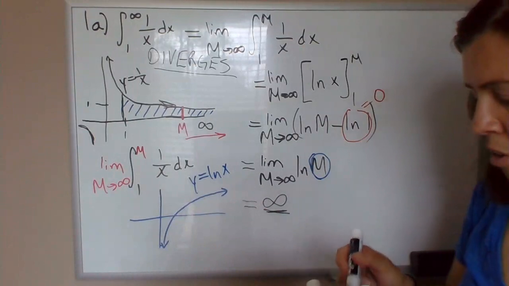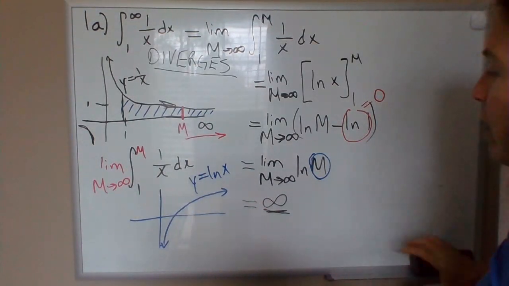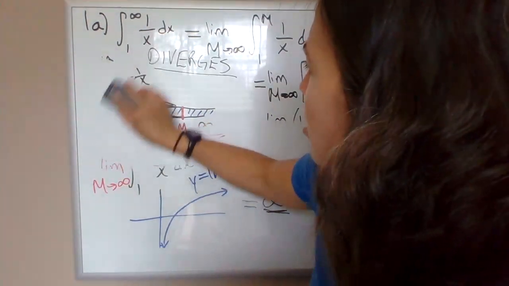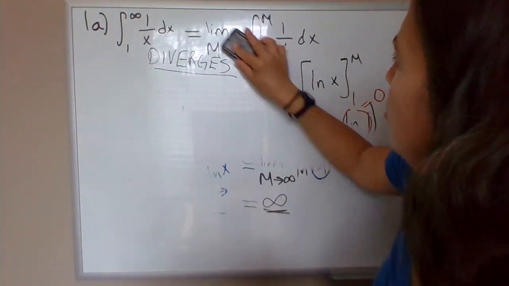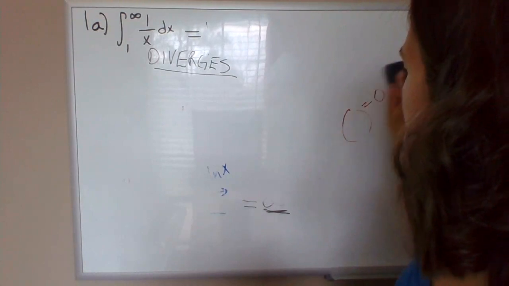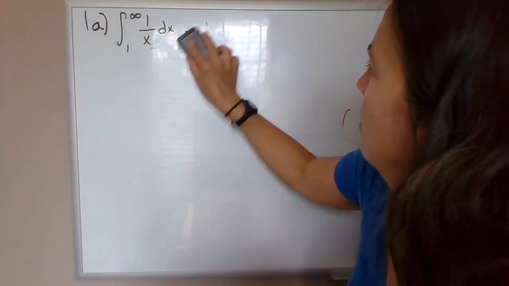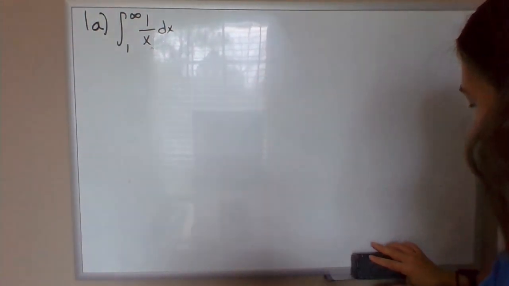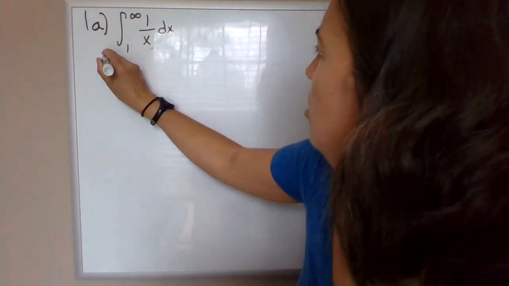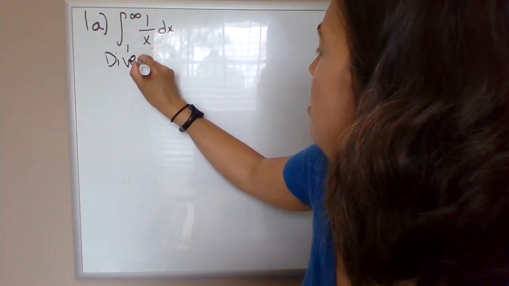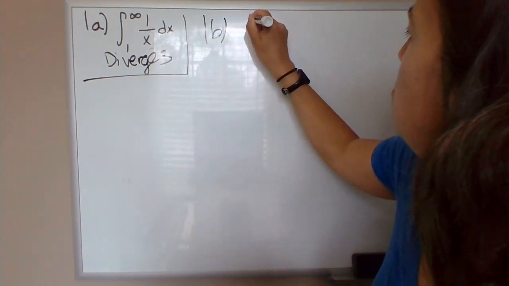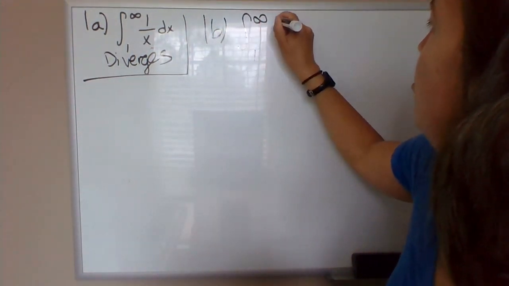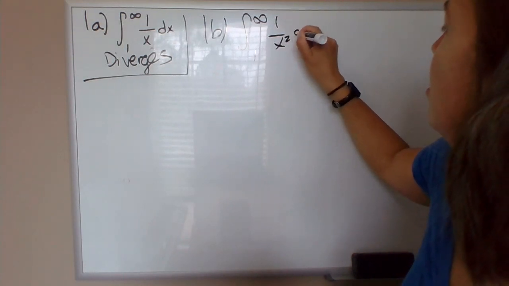Okay, so 1 over x diverges. I want to compare that with 1 over x squared, because the graph for that function is similar. So we know that this one diverges. Box that out. So example 1b was the integral from 1 to infinity of 1 over x squared.